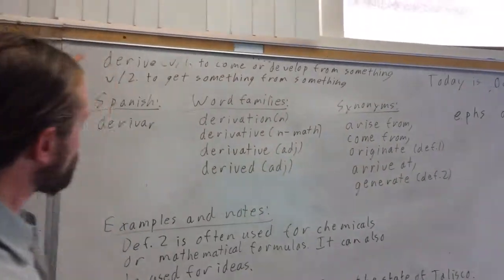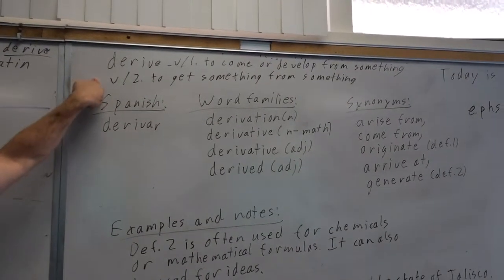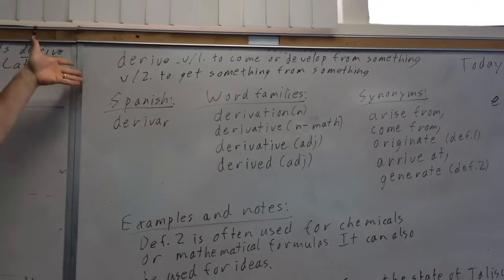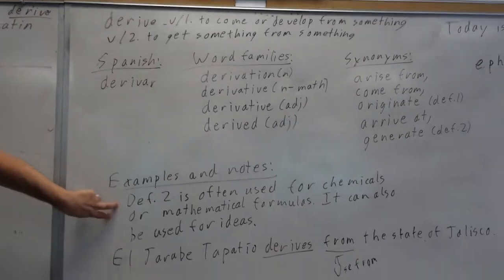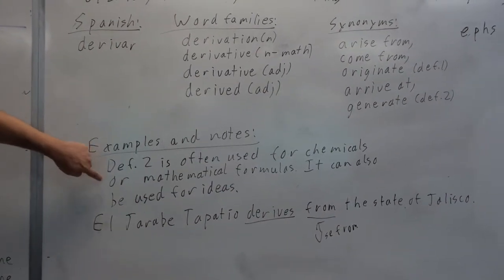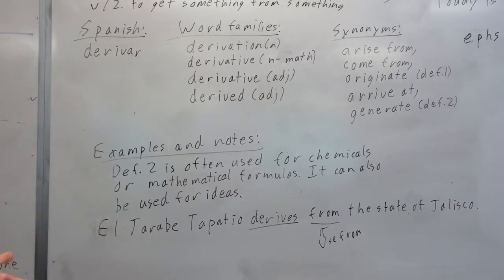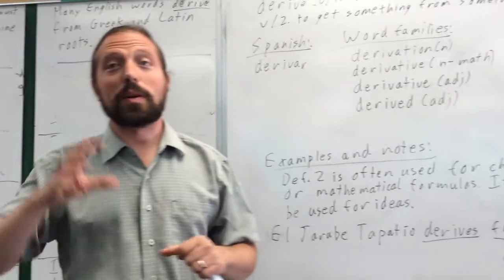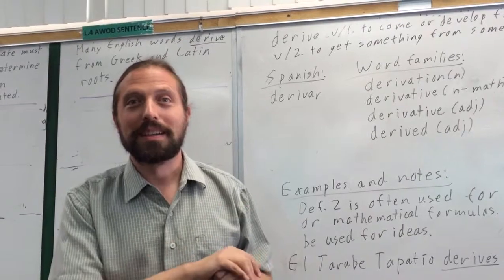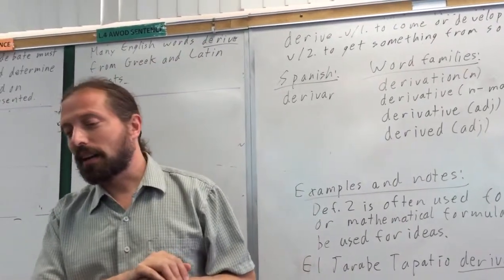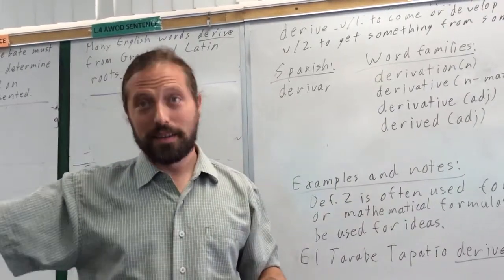Second meaning, to get something from something. This one might be a little bit tricky, you might say, well, how do I use that? To get something from something. Here are some ways that it's often used. It's often used for chemicals, mathematical formulas, or ideas. Chemicals would be like, I don't know enough chemistry to make a correct sentence really with this, but if you want to make hydrochloric acid, you have to combine two other things.